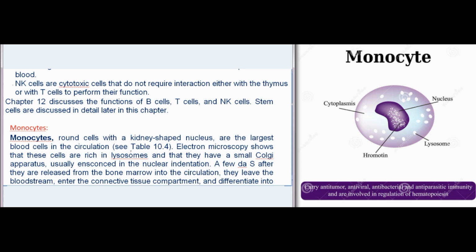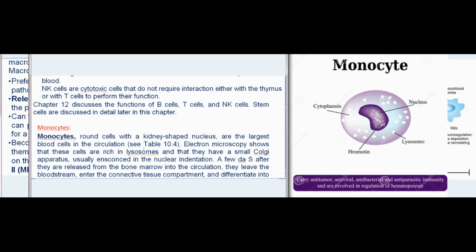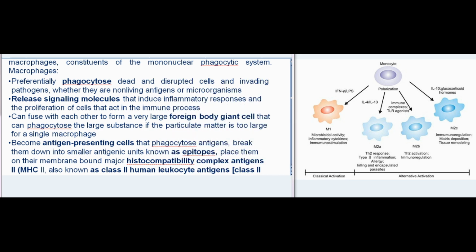Monocytes, round cells with a kidney-shaped nucleus, are the largest blood cells in the circulation, see Table 10.4. Electron microscopy shows that these cells are rich in lysosomes and that they have a small Golgi apparatus, usually ensconced in the nuclear indentation. A few days after they are released from the bone marrow into the circulation, they leave the bloodstream, enter the connective tissue compartment, and differentiate into macrophages, constituents of the mononuclear phagocytic system.